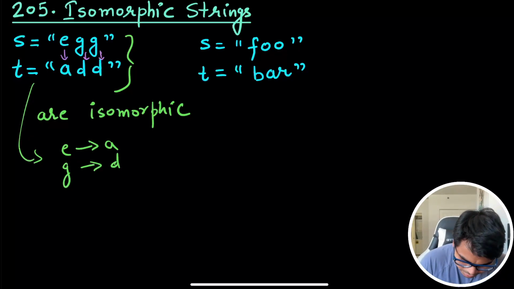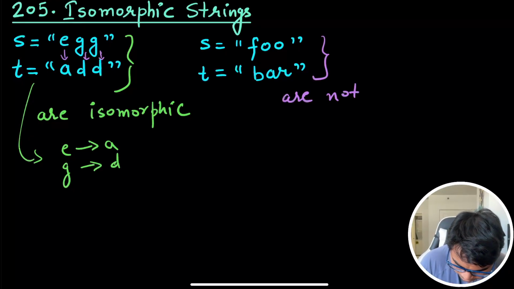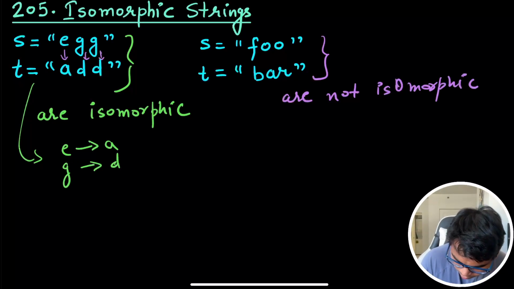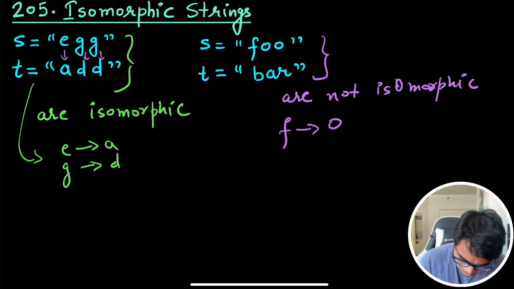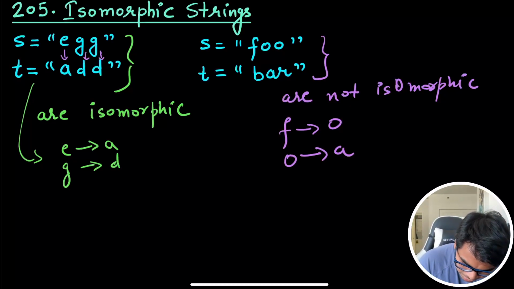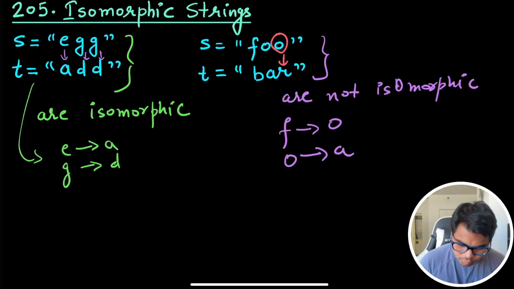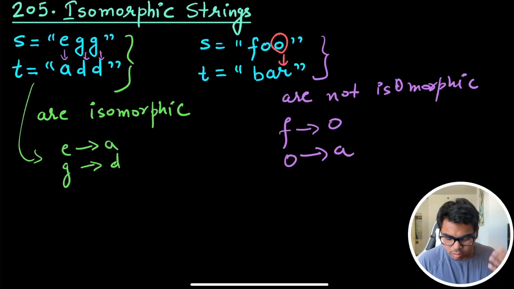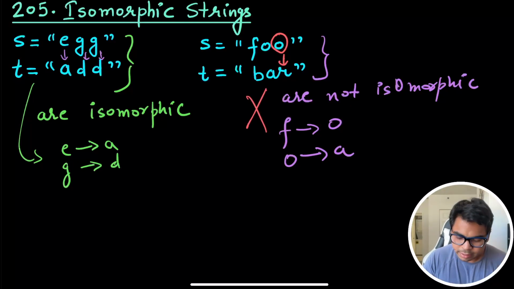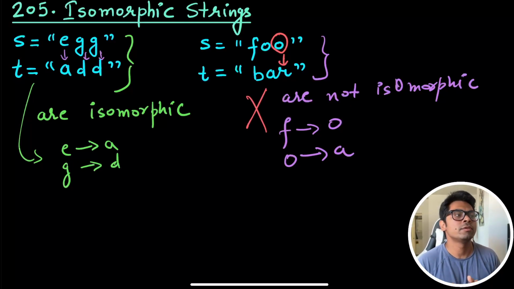Now these cases are not isomorphic. Why? Because let's say if you want to match F to O and O to A, then you come across this another O that is now at that index in T. A is not present, it's R that's present. So that is why this is not an isomorphic. These two are not isomorphic strings.